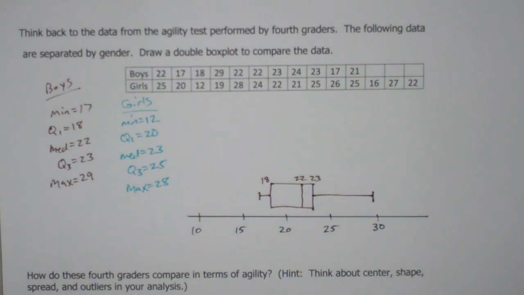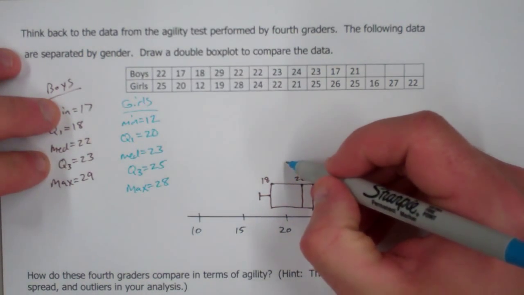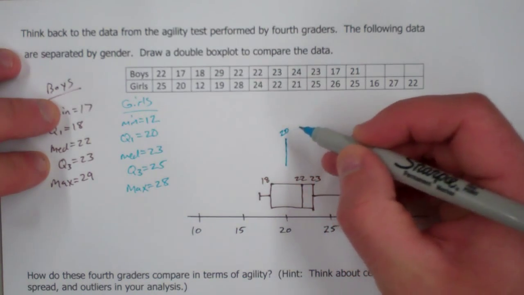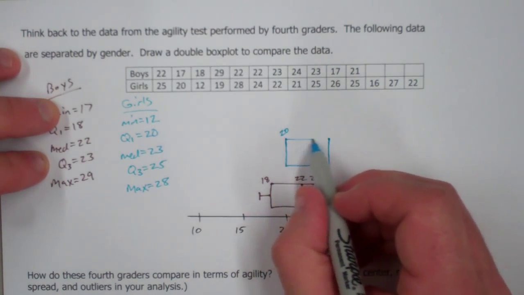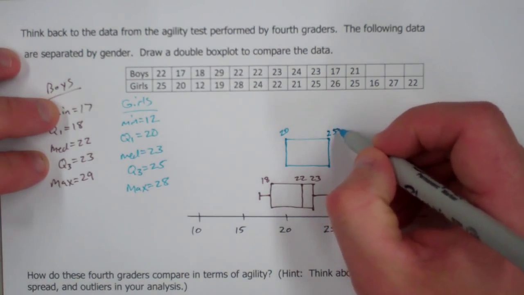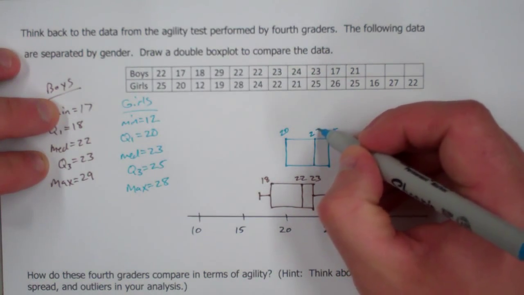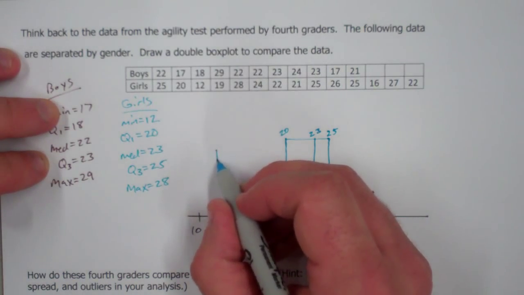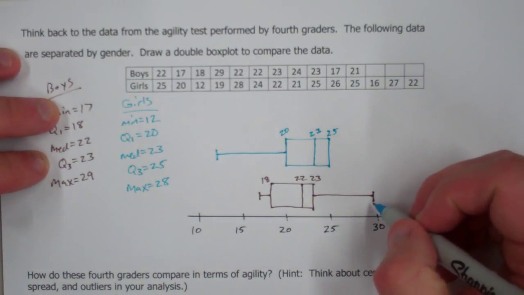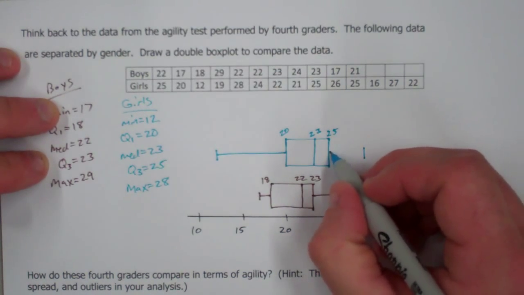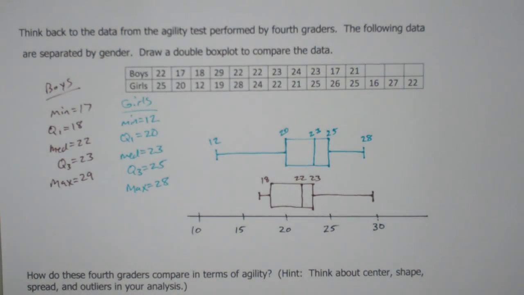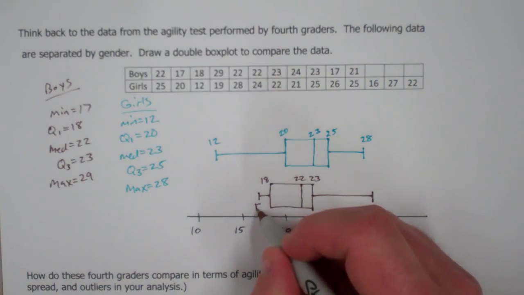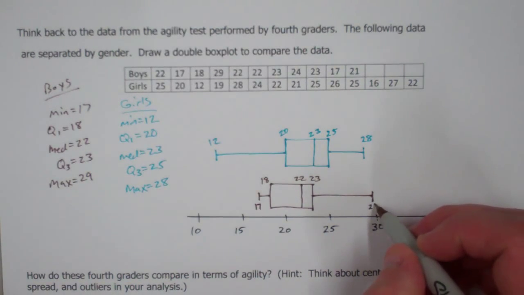If we look at the girls' data, we can see that Q1 is at 20, Q3 is at 25, the median's at 23. The lowest value we have for the girls is a 12, and the highest is a 28, so about right here. So we'll do 12 and 28, and I'll include those values for the boys as well. For the minimum, that was a 17 here, and then a 29.